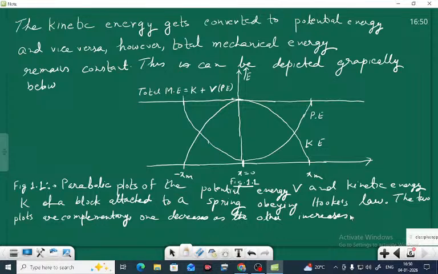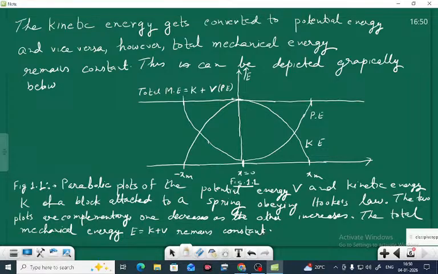The total mechanical energy E, equal to kinetic plus potential, remains constant. So we have defined all the things about the potential energy of a spring.